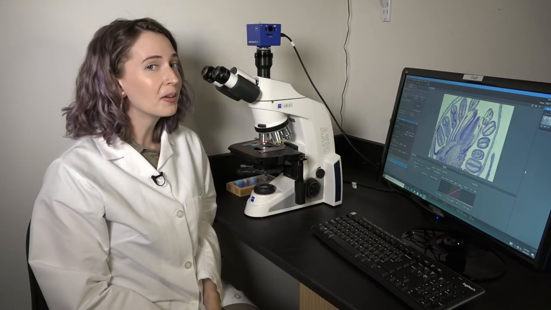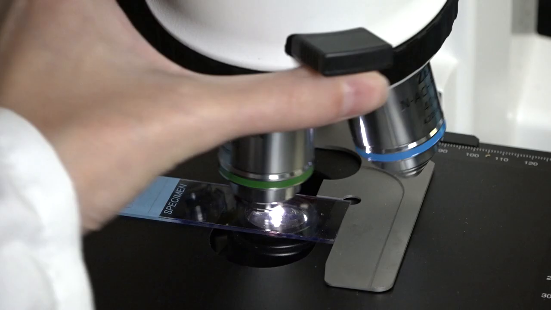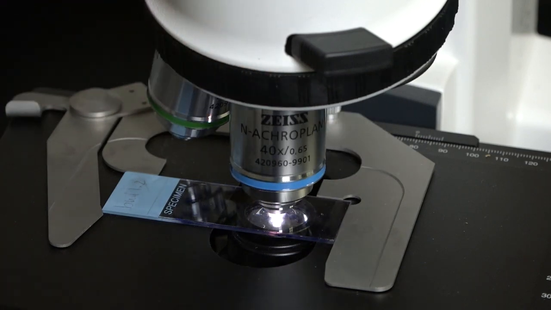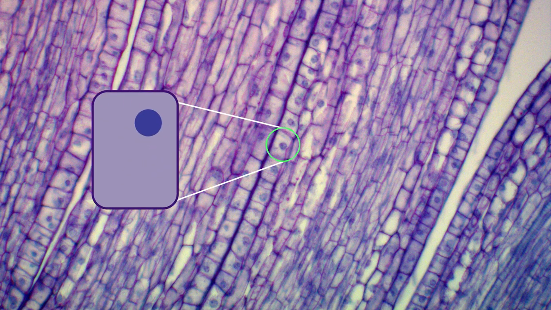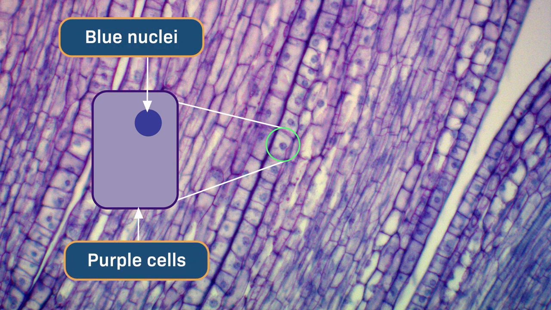And how did our toluidine stain do? Well, at this magnification, pretty much everything looks blue, but let's get a little closer. Okay, nice. So the toluidine sets up a really great contrast between nuclei, which it stains blue, and the rest of the cell, which it stains more purpley.